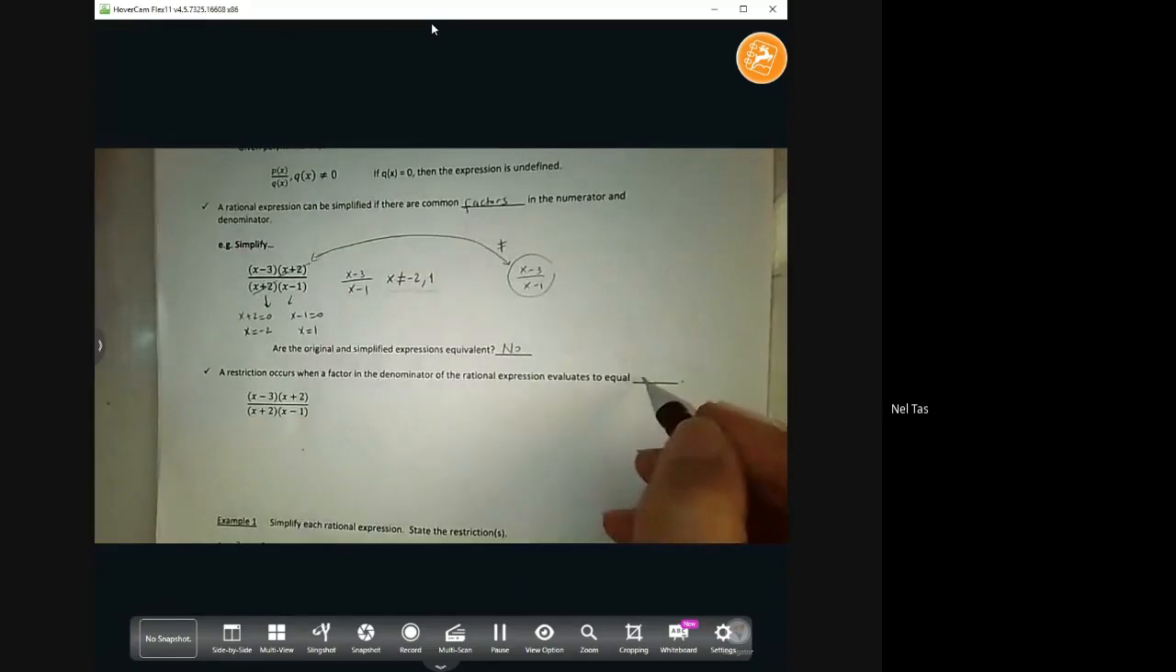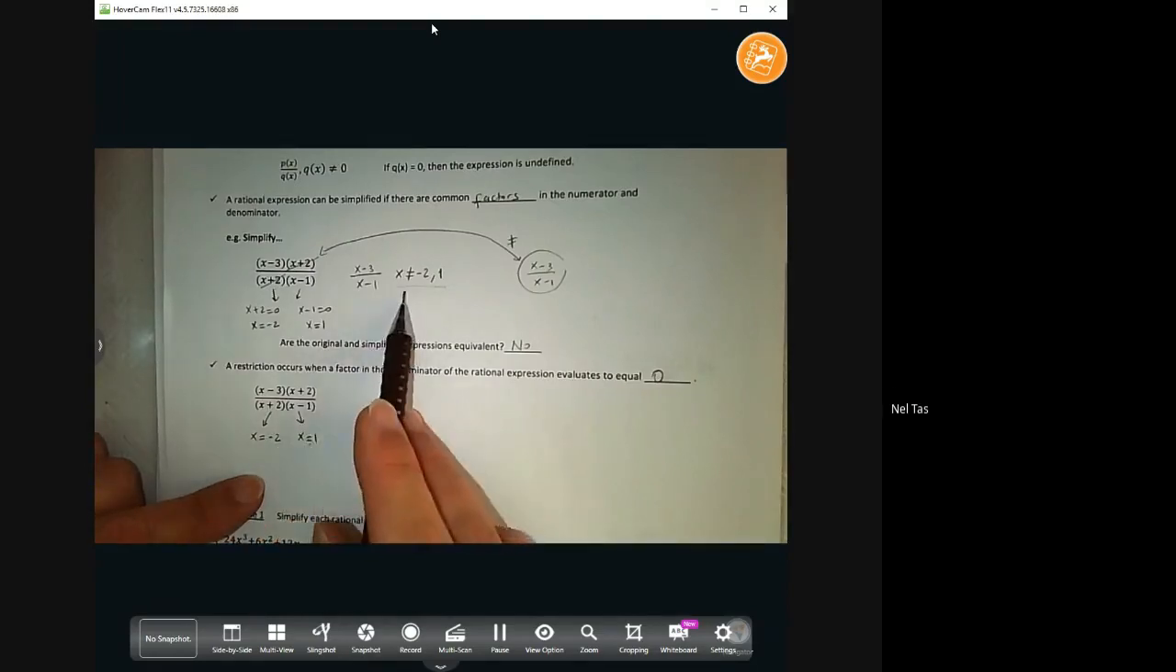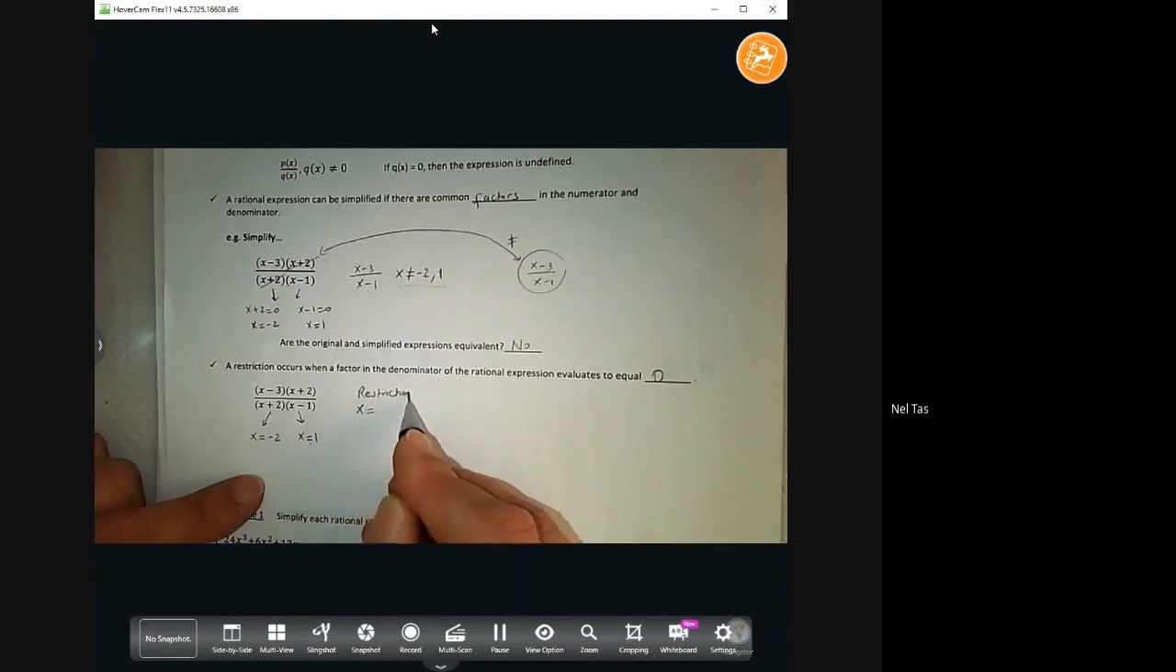Okay, a restriction occurs when a factor in the denominator of the rational expression evaluates to 0. So again, you look at all the factors in the denominator, and whatever makes the denominator 0 are your restrictions. So x equals negative 2 and x equals 1 make the denominator 0, and therefore those are our restrictions here. Okay, so then you say restrictions are negative 2 and 1.